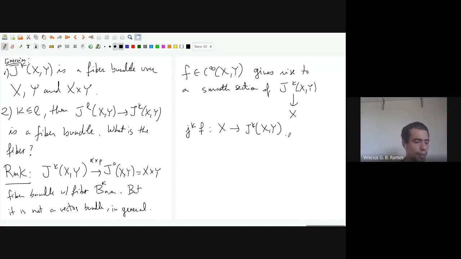All right, so I think this is all that I wanted to say about jet bundles. Next time we'll talk about the Whitney topology. That's the topology on the set of smooth functions that's determined by jets, that's constructed from jets. But I think right now is a good point to stop.